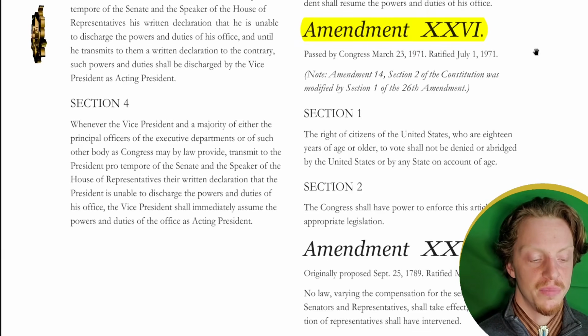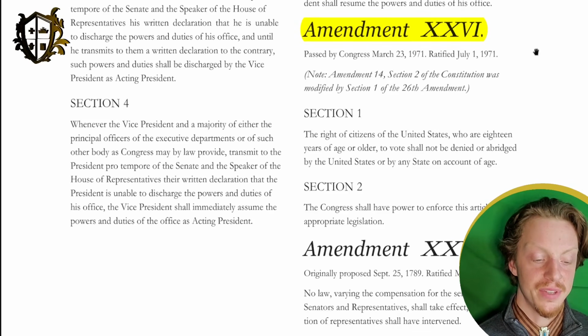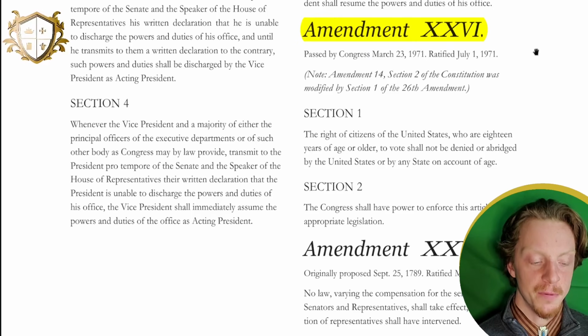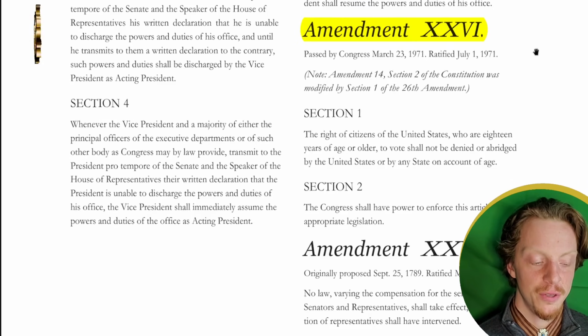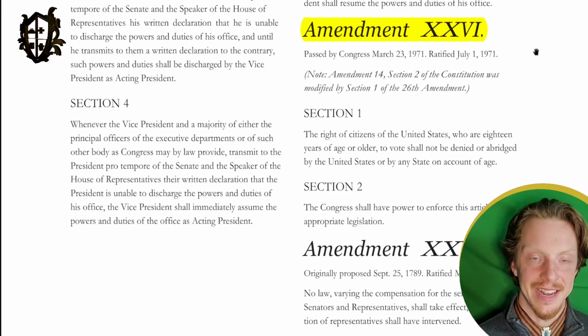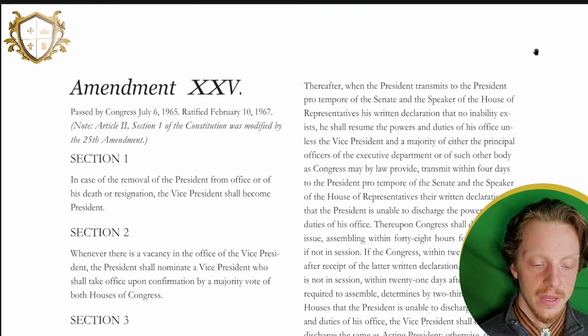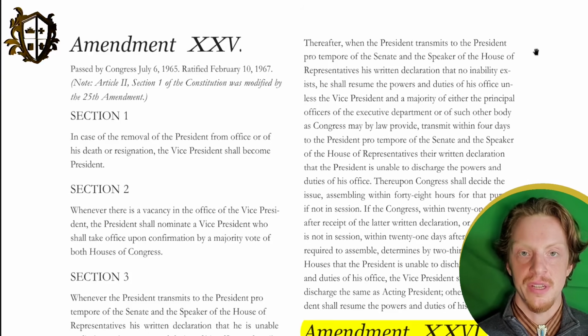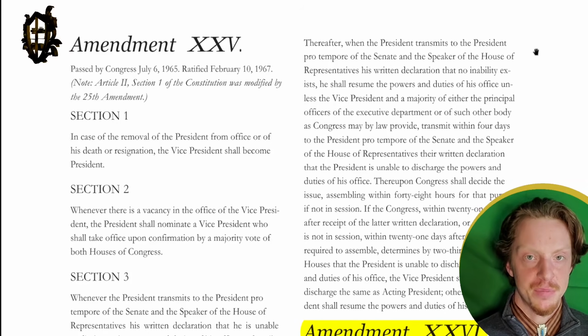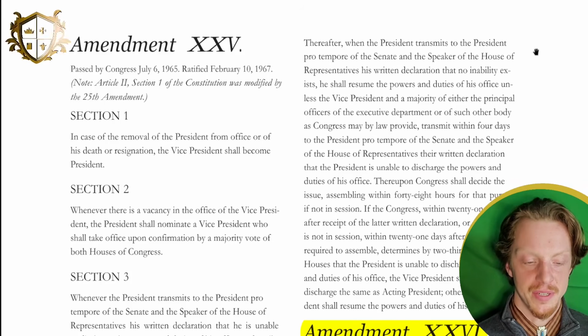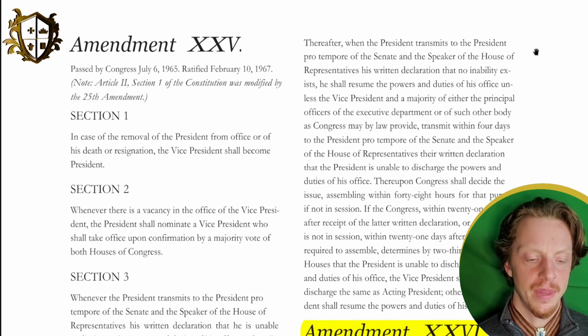Transmit to the President pro tempore of the Senate and the Speaker of the House of Representatives their written declaration that the President is unable to discharge the powers and duties of his office. The Vice President shall immediately assume the powers and duties of the office as acting President. So the moment the declaration is received from the departments, the Vice President assumes the power of President, assumes the position of President.